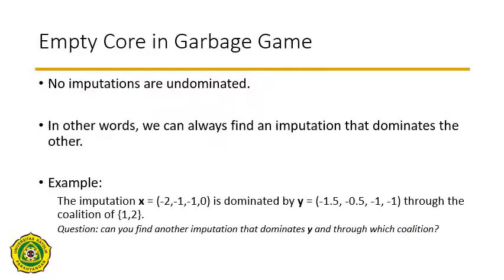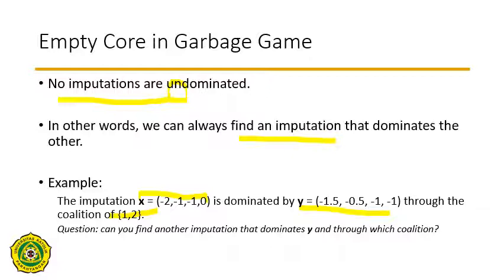Now from the previous slide, we see that we cannot find the core. The core is empty, which means that there are no imputations that are undominated. In other words, in this game, we can always find an imputation that dominates the other imputation. So for example, if we have imputation x that looks like this, we can show that this imputation is dominated by y through the coalition of 1 and 2.